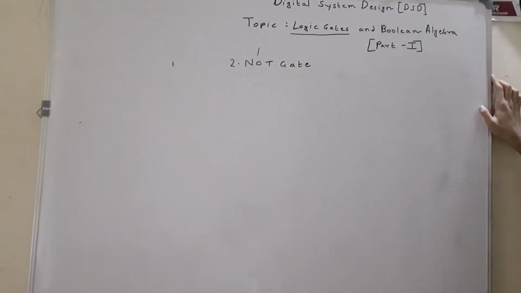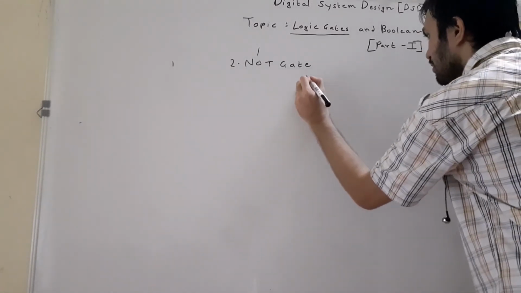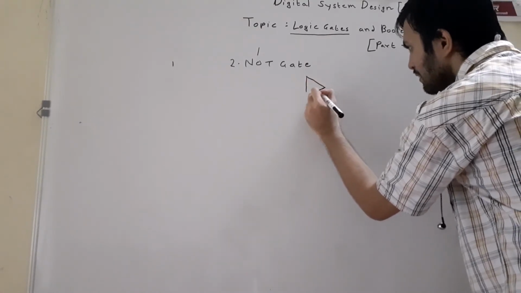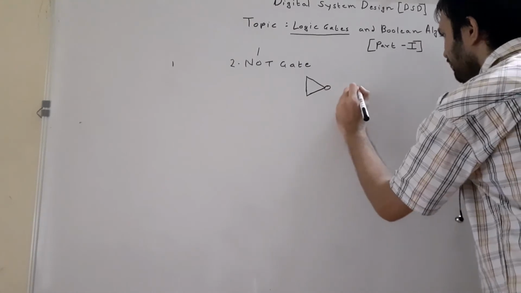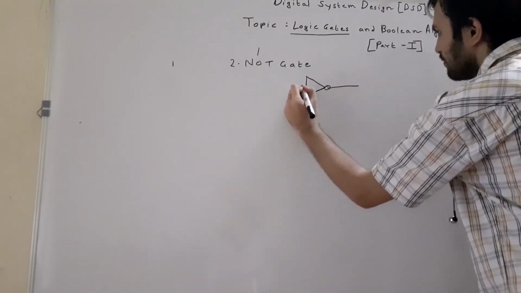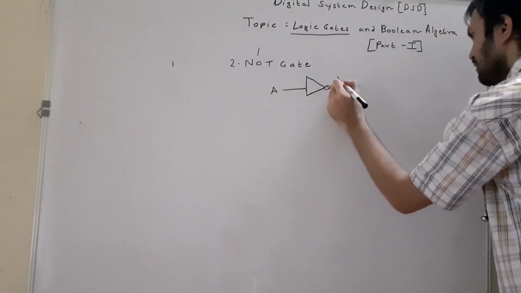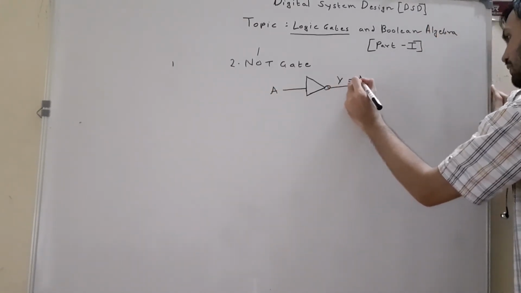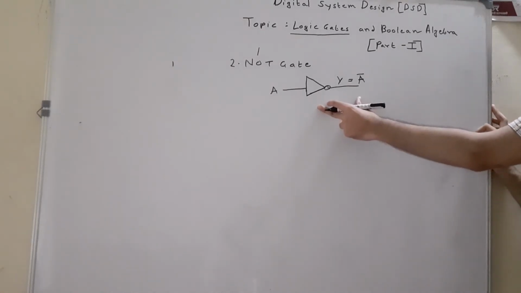So the second type of basic gate we are going to study is the NOT gate. So what is the symbol for NOT gate? A triangle followed by a bubble, and it has a single input. So input is A and output is Y is equal to A complement. Now remember, when we were studying binary arithmetic, we studied different types of complements. So this is how we obtain complements in a digital circuit.